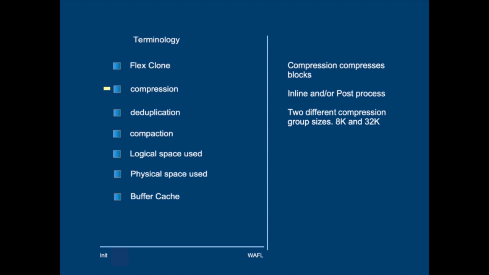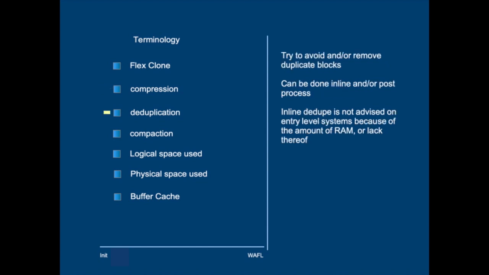The third thing is deduplication. Deduplication will try to avoid duplicate blocks. So dedup will either not write duplicate blocks, or it will remove duplicate blocks after they have been written. Inline deduplication is not advised on entry-level systems, because inline dedup benefits from more memory than is available in entry-level systems. We will of course dig into that as well.